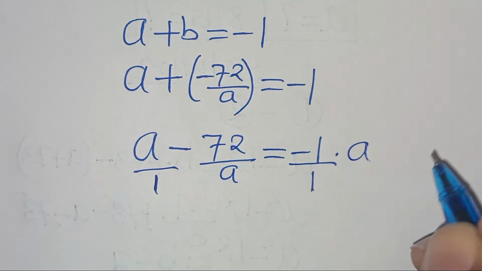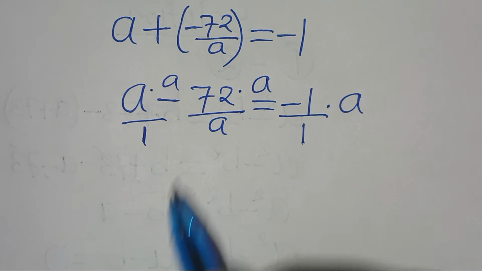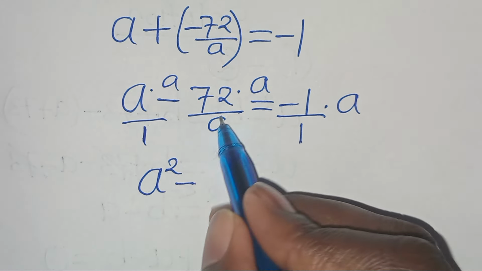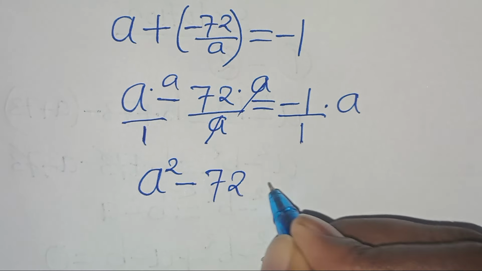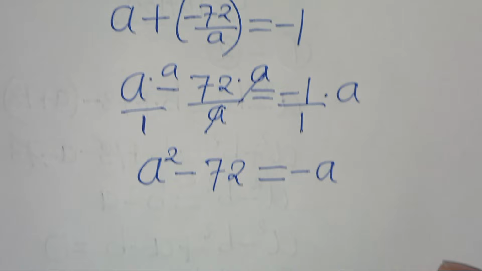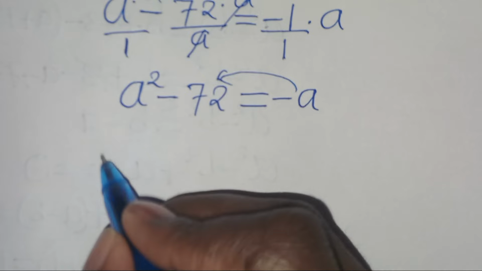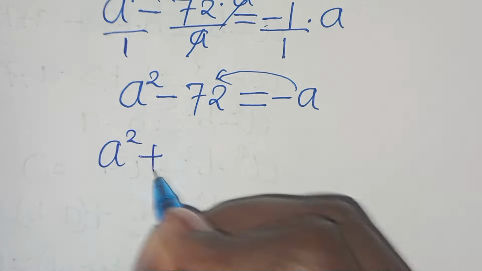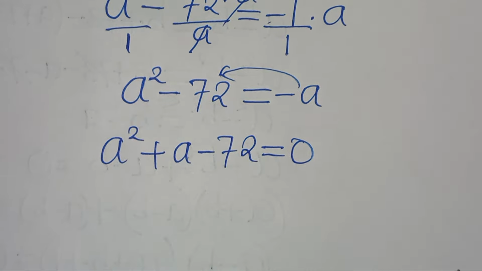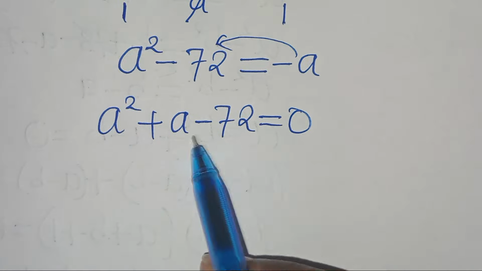So let's multiply everything by a, so that we have a times a, which is a to the power of 2, minus 72, equal to minus 1 times a, which is minus a. Let's take minus a to the left hand side, so that we have a squared plus a minus 72 equal to 0. This is a quadratic equation that we can solve by factorization method.